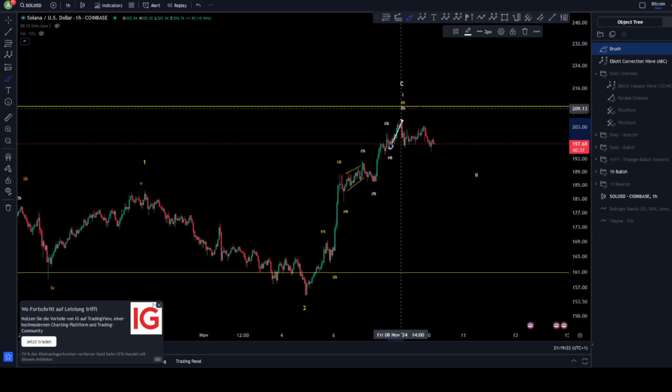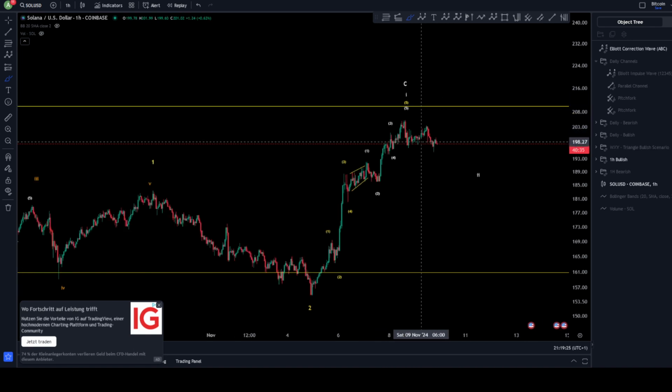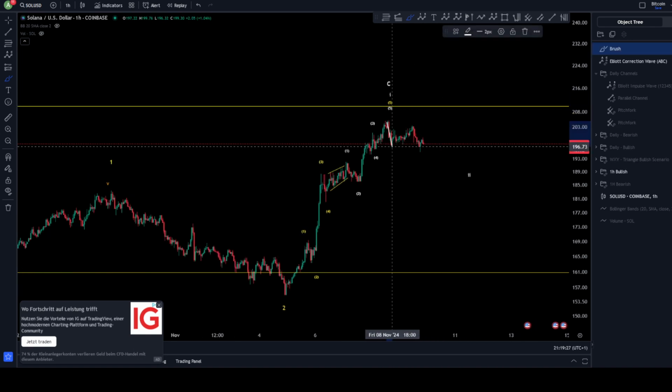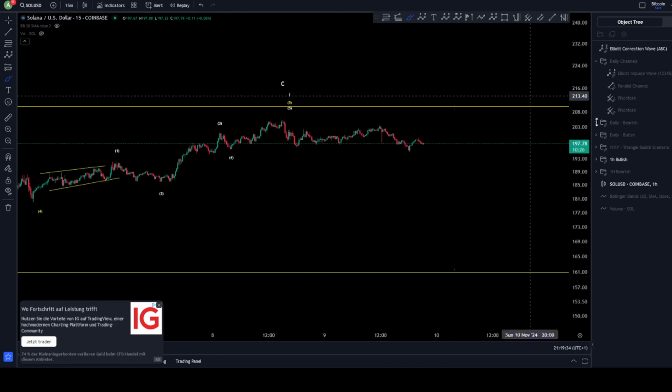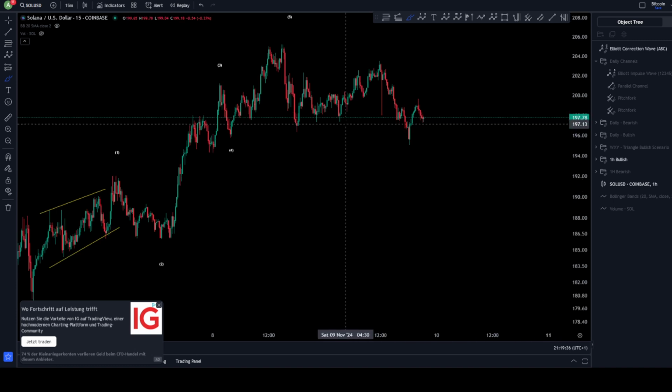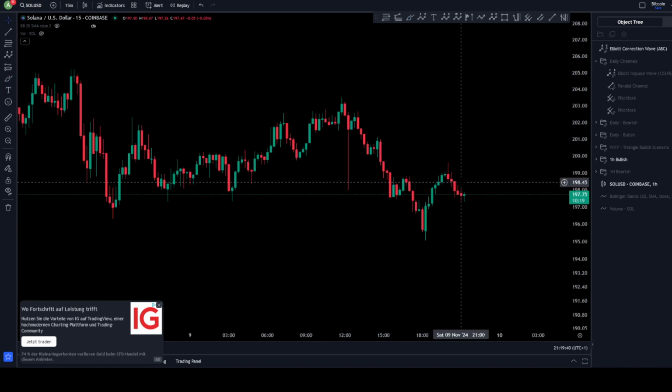But yeah, we cannot really reach the 1-to-1 at 213. However, we start to see some red. Now, this pattern is still not so clear to me. I prefer to go to the 15-minute chart to count much better. Yeah, so here we go.